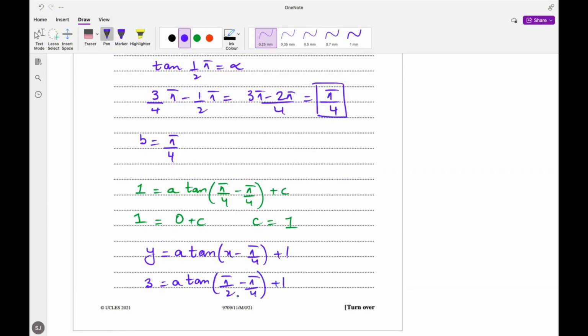Simplifying this, pi/2 minus pi/4 is pi/4, and tan of pi/4 is 1. So this will become 3 equals a plus 1. So a will be equal to 3 minus 1, which is equal to 2.